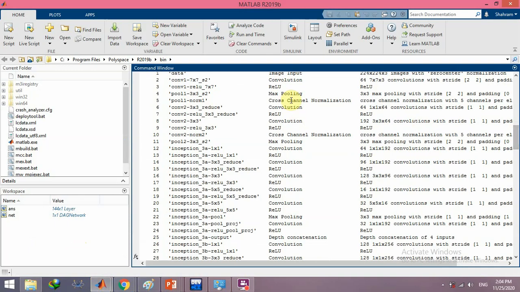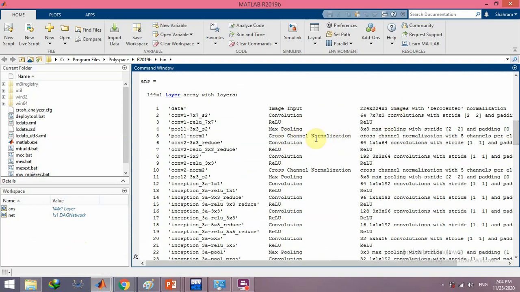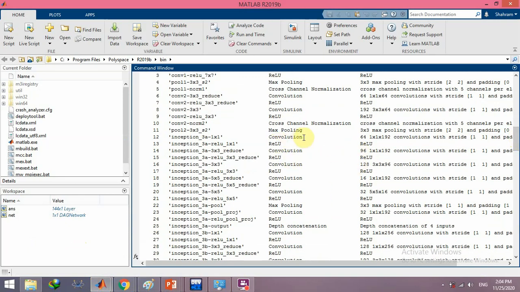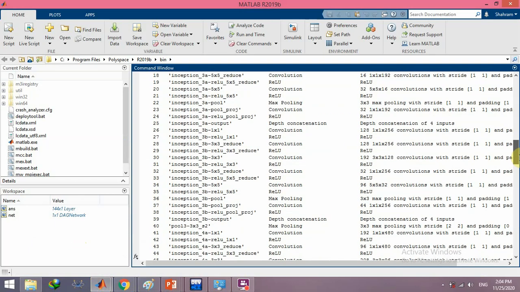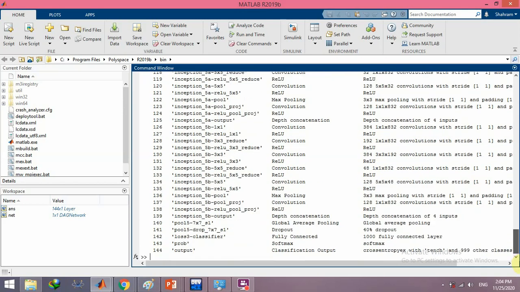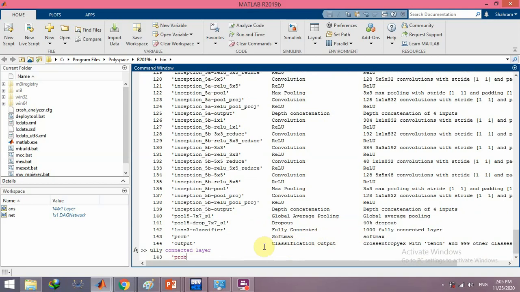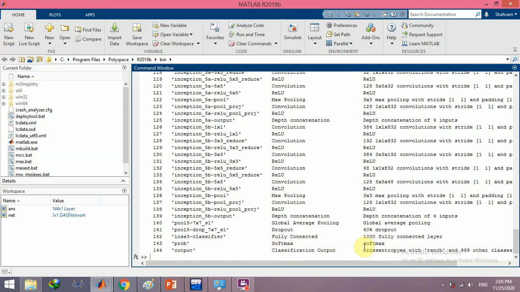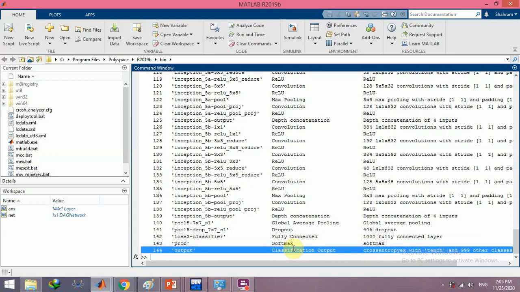So each layer has a name and some description, and as you can see, there are a lot of convolutional layers, ReLU layers, convolutional, ReLU, convolutional, ReLU, some max pooling, and some other types of advanced layers. And at the end of the architecture, we have a fully connected layer with 1000 neurons and a softmax layer, which, as I mentioned, computes the probability for each of the output neurons, and then the classification output selects the neuron with the highest probability.